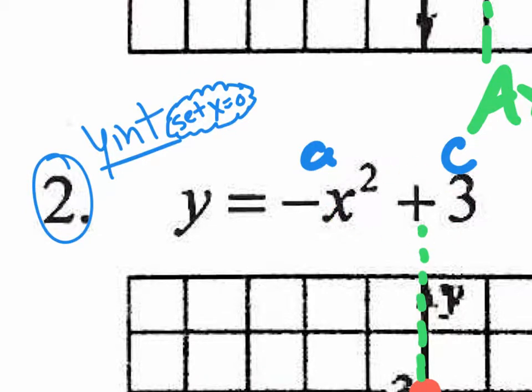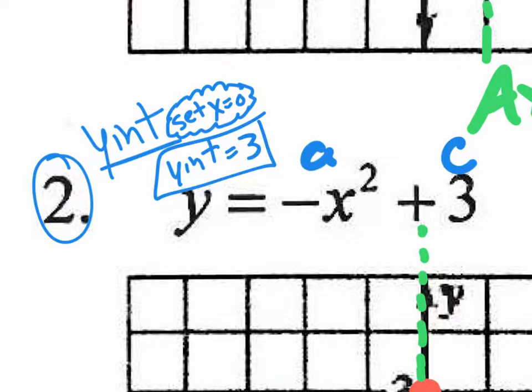So the y-intercept is super easy. The y-intercept, y-int equals 3. It's super easy because all you got to do is set x equal to 0. It's something that we learned a long time ago when we were graphing lines. How do you find the y-intercept? You set x equal to 0 and solve.